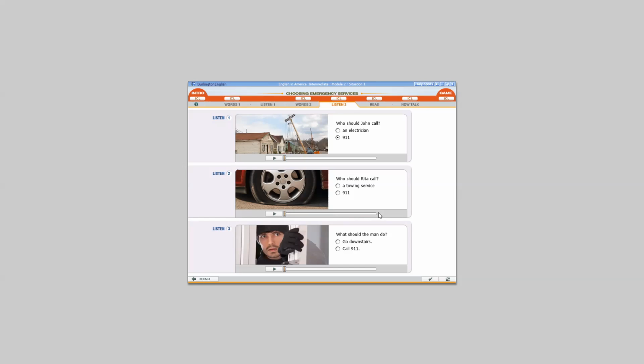A towing service is correct. Let's go number 3. What should the man do?